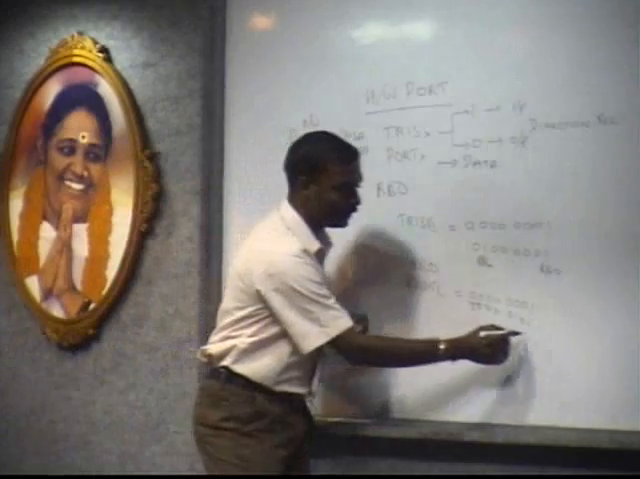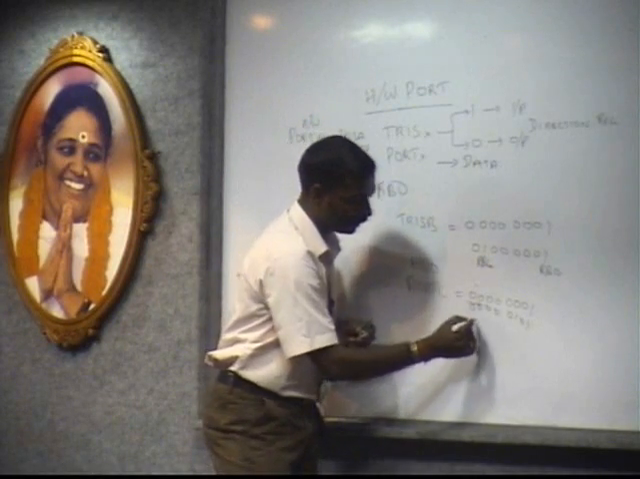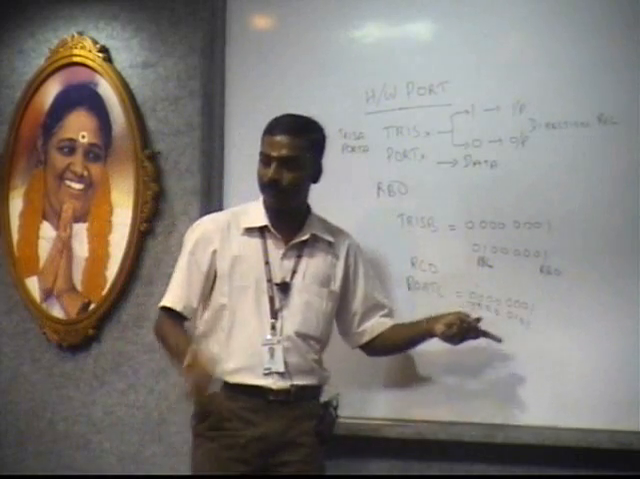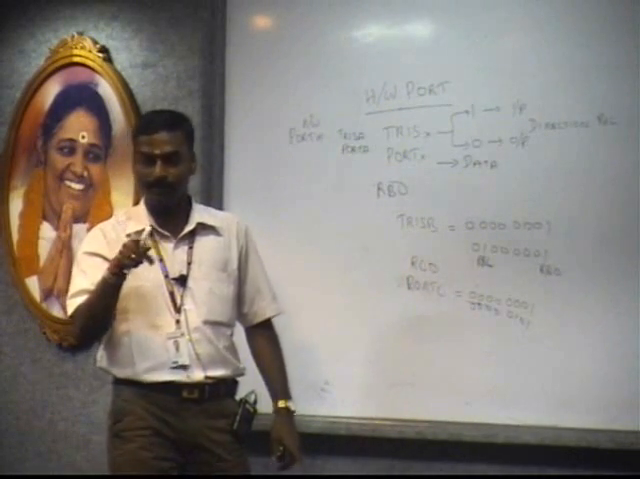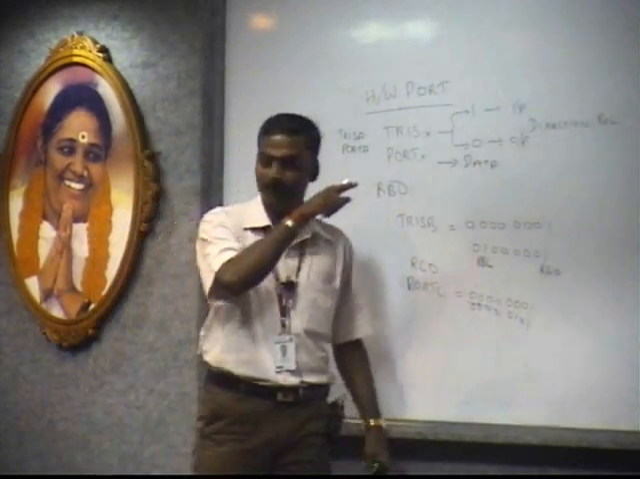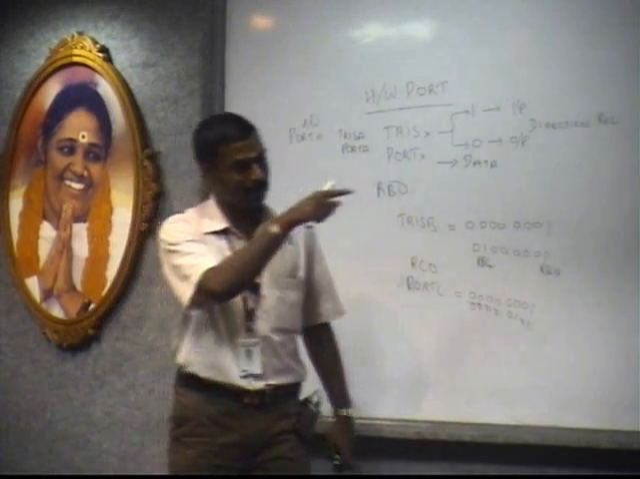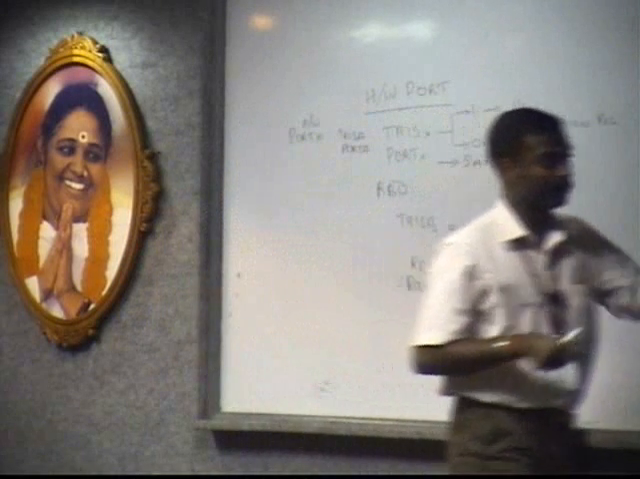Next I need to switch off this LED. What will I write? I need to write 000, complete 0. When you write 0, that pin will give 0 volt. If you write 1, that pin will give 5 volt. And for limiting the current, you put that resistor.